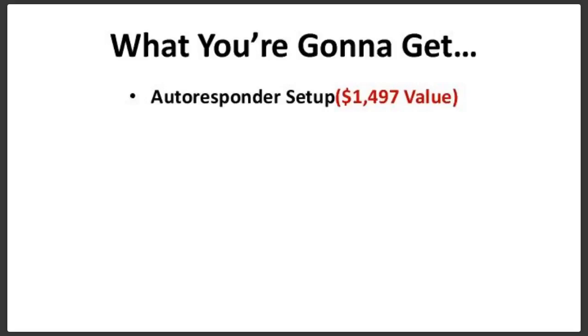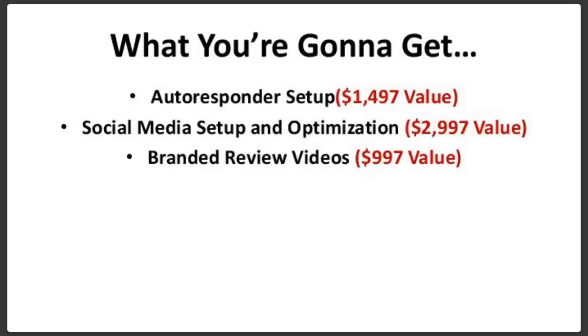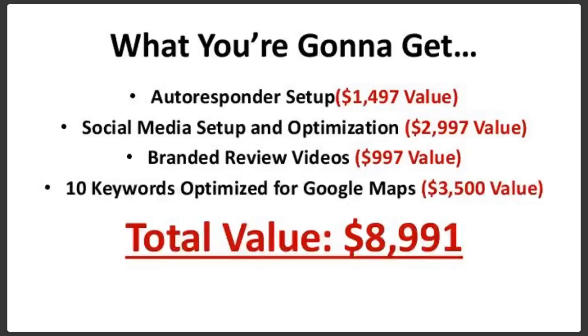And again, just wanted to bring this back up again. You're getting an autoresponder setup, $1,500 a month value. Social media setup and optimization, a roughly $3,000 a month value. Branded review videos, roughly a $1,000 a month value. And 10 keywords optimized for Google Maps that are relevant to your business. That's a $3,500 per month value. And that's a total value of roughly $9,000 per month.